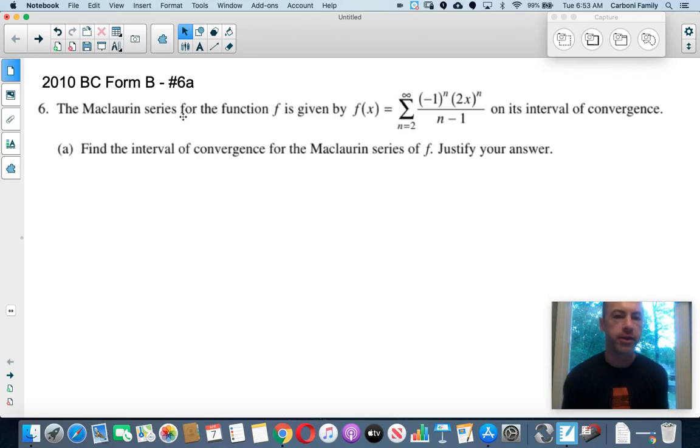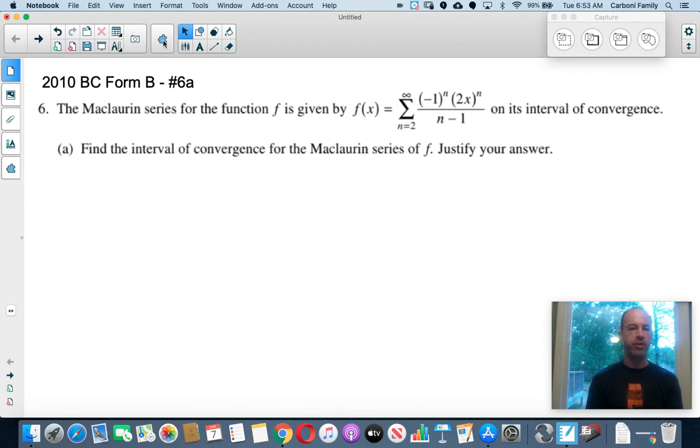All right, so let's look at these two free response interval of convergence questions that I gave you all to do. First one's from 2010. You have a Maclaurin series, which at the moment you don't know what a Maclaurin series is, but that's irrelevant for the first part of this question.